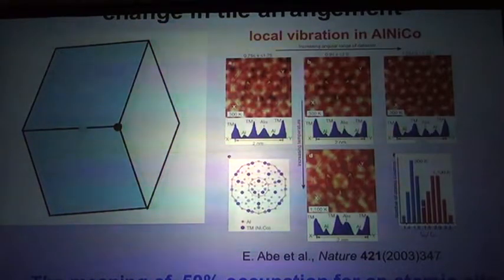It also explains the meaning, when you solve the structure, of an occupation of 50 percent. It means one atom over the two sides. It's a dynamic structure. This was also observed by TEM, but I don't want to show it.